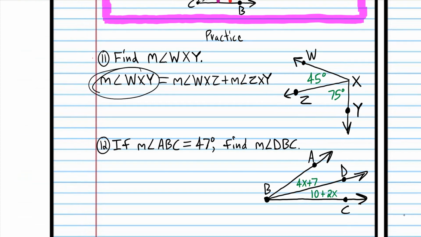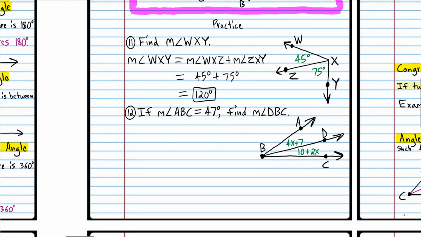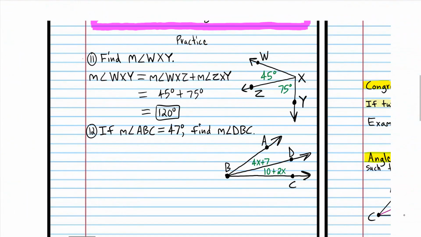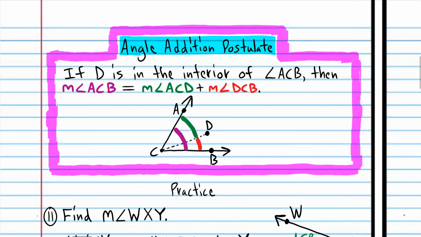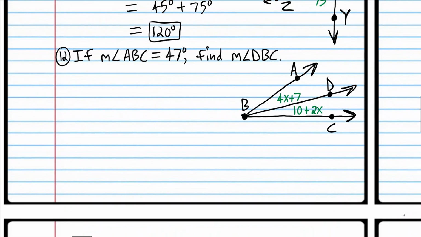So we're looking for the measure of the entire angle, the measure of angle WXY, but we know that the measure of angle WXZ is 45 degrees. We can see that. It's written on the paper. And the other angle measure is 75 degrees, so we just add those up, and we get 120 degrees. So again, you can see this is very easy. All right, problem number two. And by the way, you can get a picture of this with your phone if you think that would be helpful to have that in front of you. You probably don't need it. You get the general idea.